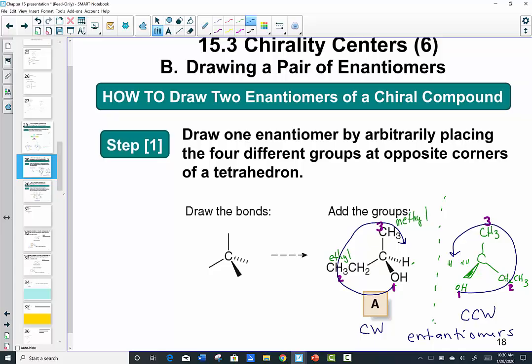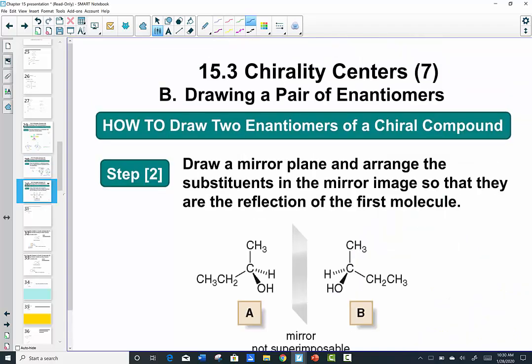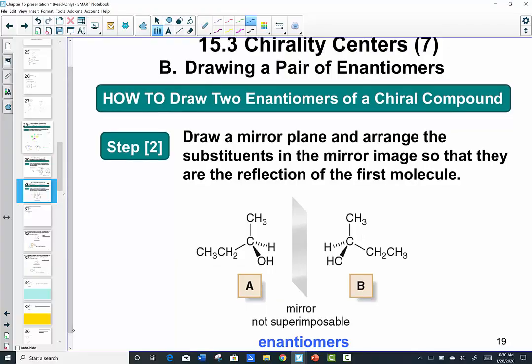Draw one enantiomer by arbitrarily placing the 4 groups at opposite corners of the tetrahedron. You will then draw its mirror image. You're creating its enantiomer by drawing the mirror image so that they're a reflection of the first molecule. And you can test your structure by checking the spin.